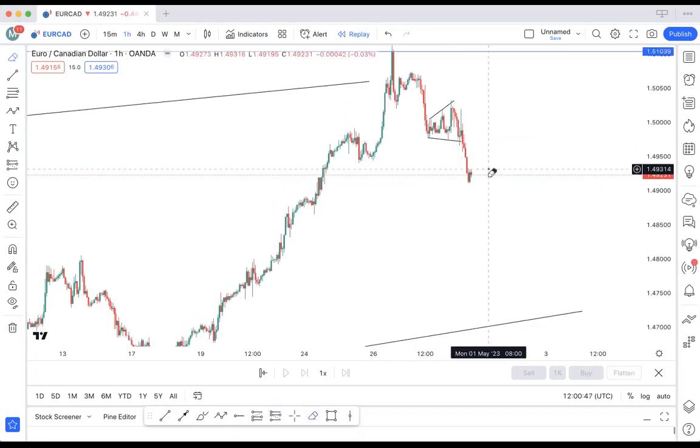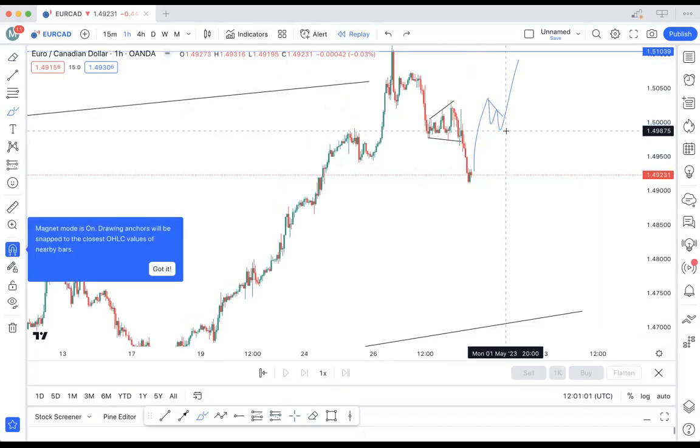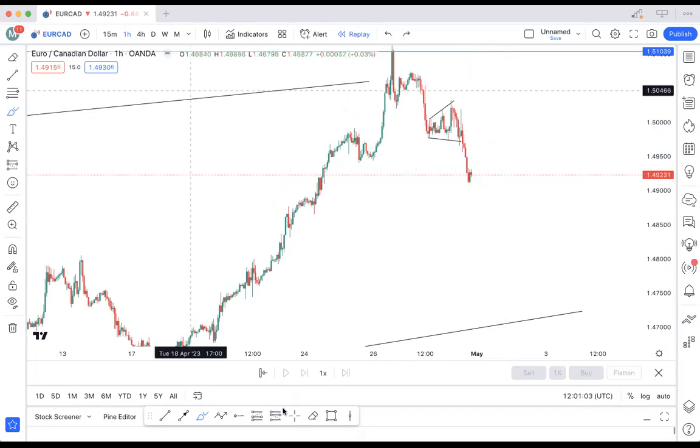But if price doesn't give us that overall correction, but instead impulses up and forms a continuation, then this is going to be our indication to stay away from this pair, because it will be going against the overall trend, which is strong to the downside. But for now, we can also like this for the coming week.